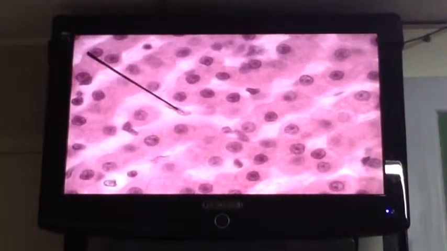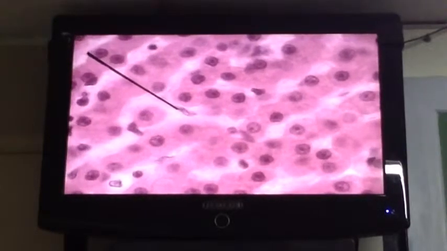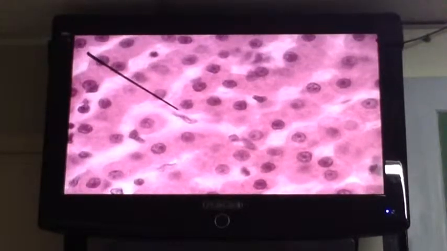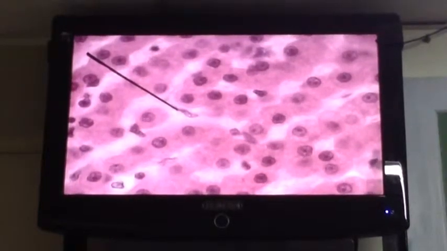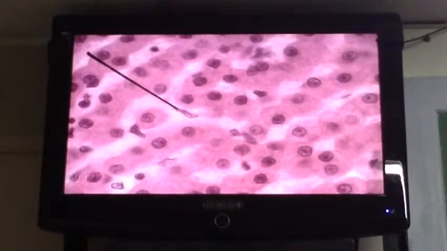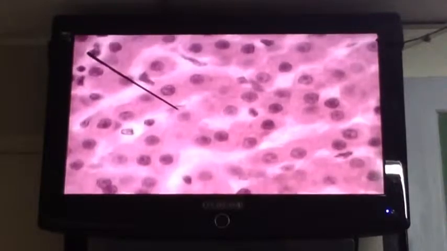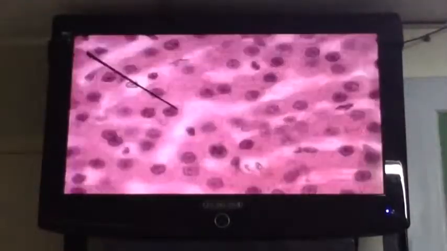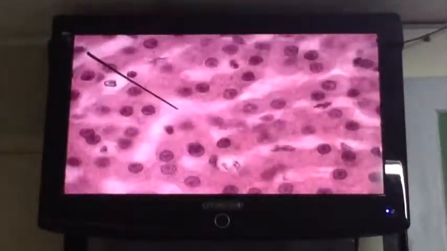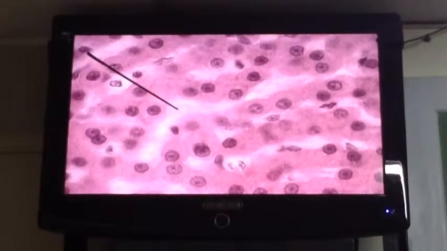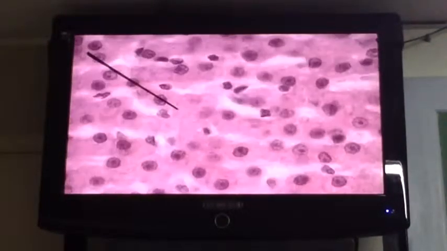I just want to point it out right now. Notice how different the nucleus is from the nucleus of the hepatocyte. So this is definitely another cell. So this is the Kupffer cell. So this is another Kupffer cell. So what is contained within this space, the hepatic sinusoid? What do you think it contains? Blood. Okay, so sometimes you might find some arteries.